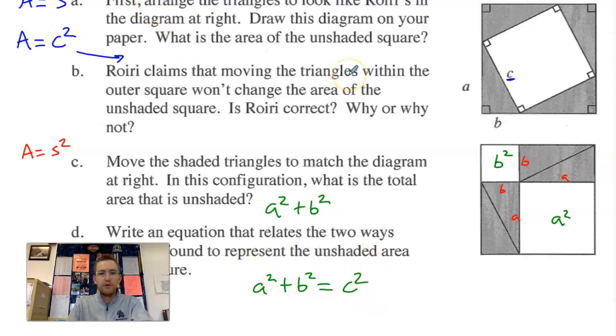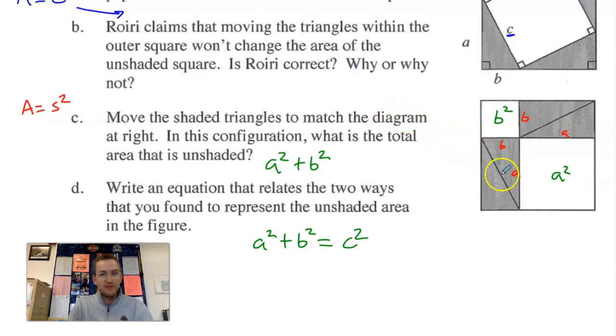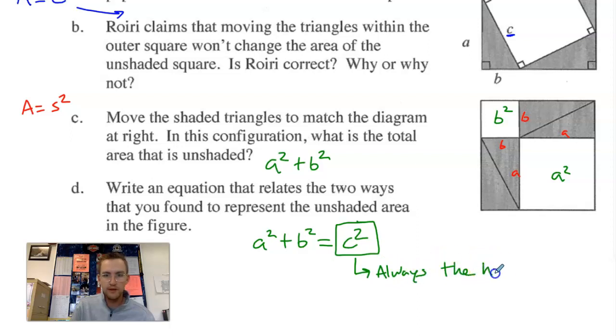And this is an important note here. If we take a look at any right triangle, we have to know at least two sides to use the Pythagorean theorem. But this value, C, is always the hypotenuse. Always the hypotenuse.